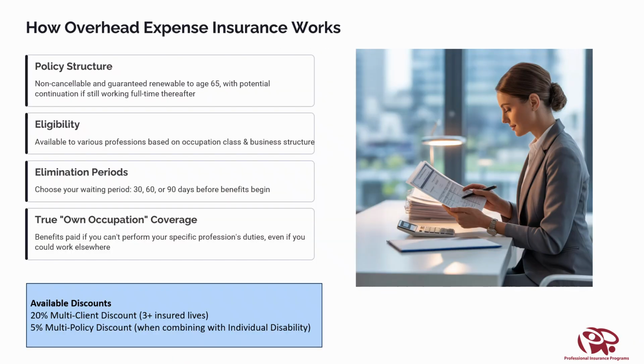Overhead expense disability insurance is designed with flexibility and long-term protection in mind. The policy is non-cancelable and guaranteed renewable through age 65, and may continue beyond that if you're still working full-time and responsible for business expenses. It's available to a wide range of professionals depending on your occupation class and how your business is structured. You can select an elimination period, the waiting period before benefits begin, of 30, 60, or 90 days based on your needs. The policy uses a true own occupation definition of disability, meaning you'll receive benefits if you're unable to perform the duties of your specific job, even if you could work in another capacity.